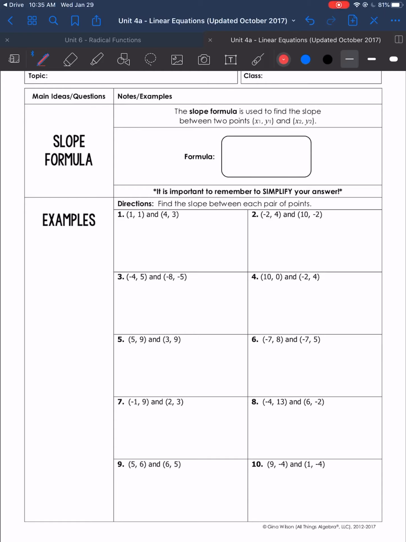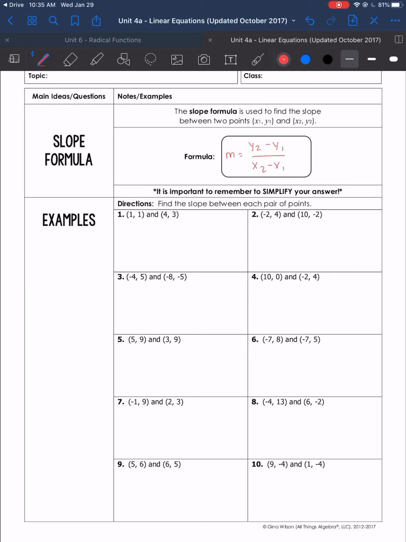In the last video, we discussed how to find slope from a graph. This time we're going to use slope from 2 points. So we're going to need a formula. Our formula for slope given 2 points is m equals y2 minus y1 over x2 minus x1, where x1, y1, x2, y2 are our points.